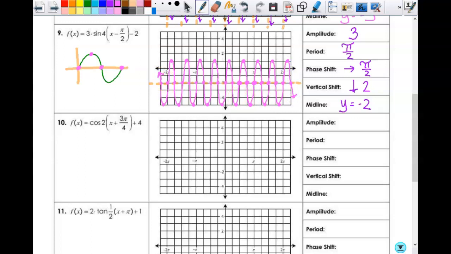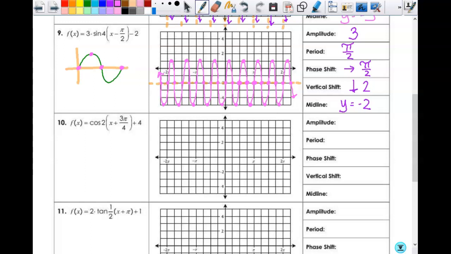There you go. You don't like playing what? Connect the dots. All right, what questions do we have? We good?